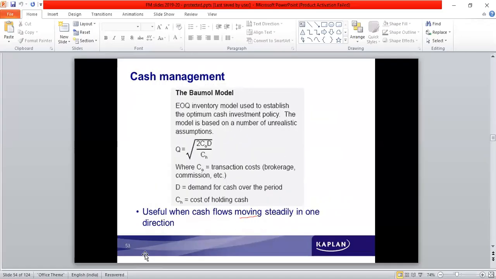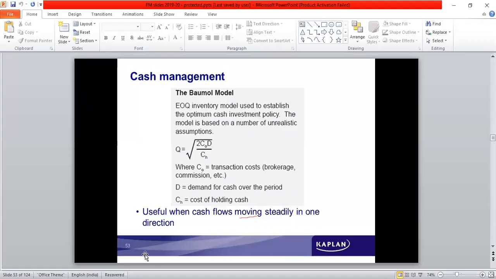Baumol's model is similar to what we've just learned about EOQ. EOQ is square root of 2 D by CH. The same parameters, same variables, and same formula is used here to understand how much cash has to be maintained. The EOQ inventory model is used to establish the optimum cash investment policy.